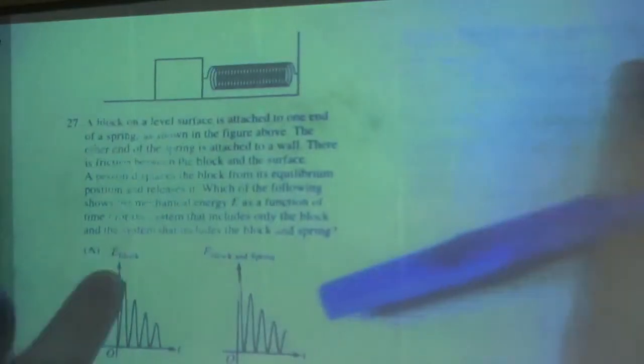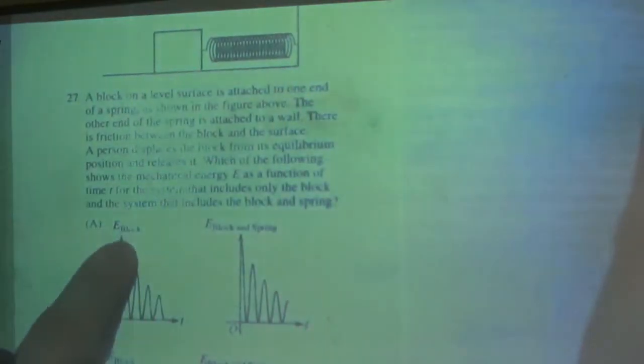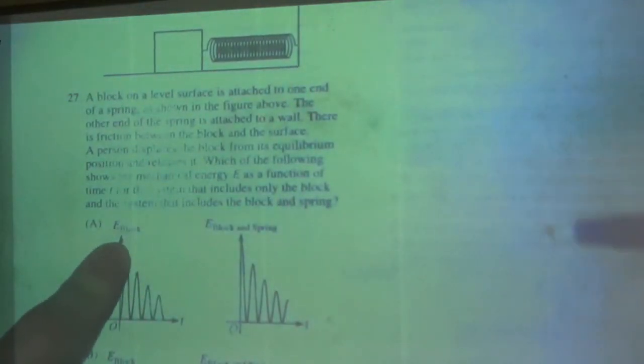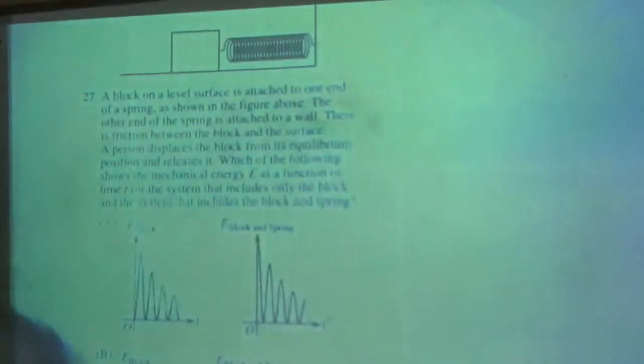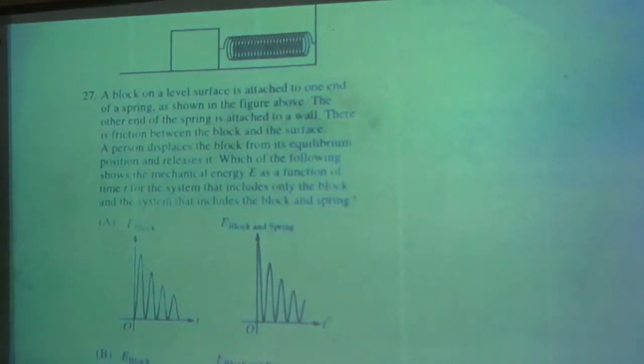So the energy that just includes the block is going to be oscillating back and forth, because it goes between the spring and the block, the spring and the block, the spring and the block. So I can cross off C, because that doesn't make sense, because I do know that the block will be gaining and losing energy, because it's going from spring potential to block kinetic, from spring potential to block kinetic over and over again.